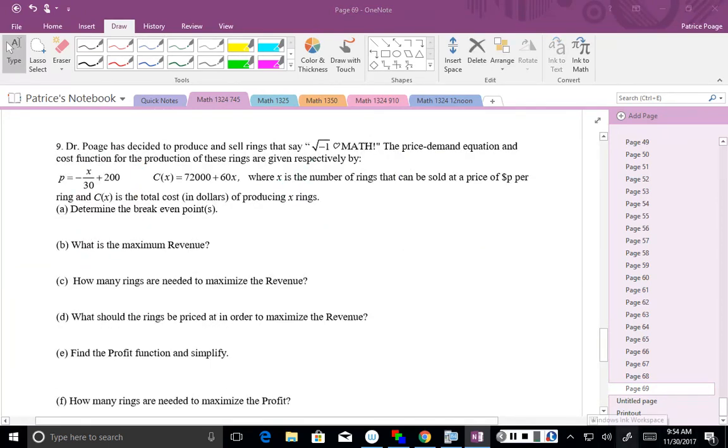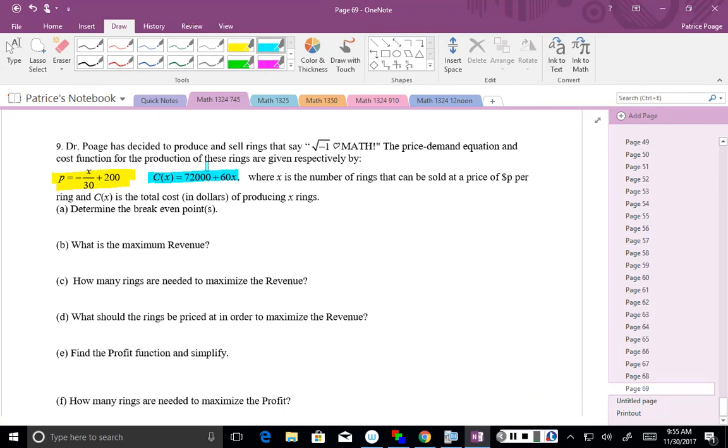All right, number 9. Dr. Pogue has decided to produce and sell rings that say, I heart math. The price demand equation and the cost function are given respectively. So here's our price equation, and here's our cost equation. x is the number of rings that can be sold at a price of $p per ring, and C of x is the total cost in dollars of producing x rings.